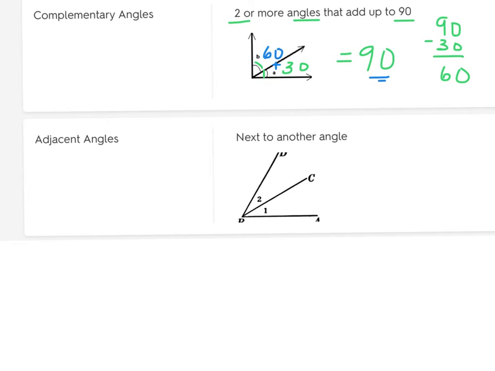Your next term is adjacent angles, and those are angles that are next to each other. So the word adjacent just means next to. So 1 and 2 in this picture are adjacent angles. They're next to each other.